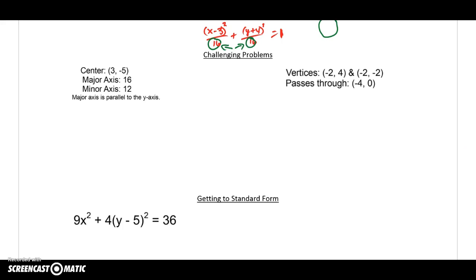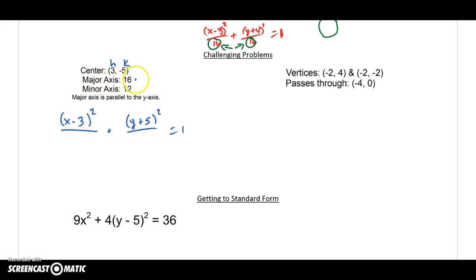Okay, so more challenging problems. I'm going to graph and find standard form for each of these. So the given information: center is 3, -5. I have information on the major and the minor axis, and the major axis is parallel to the y-axis. What I always like to do is just set up the structure of what your formula is going to look like. I know I have two squared terms, x and y. Well, I know h and k, so that's x minus 3, y plus 5.